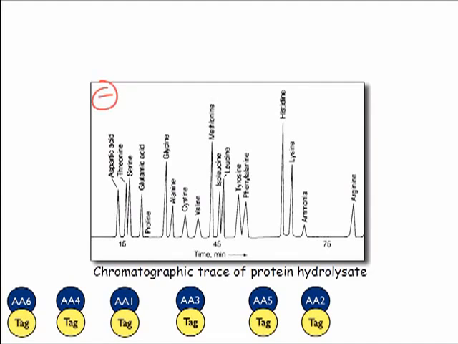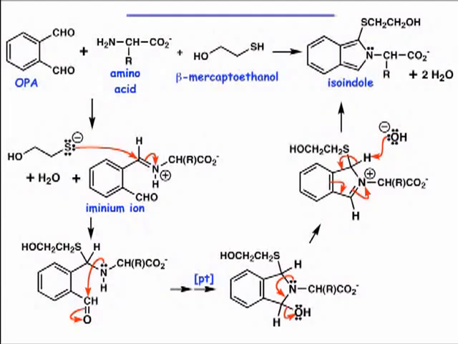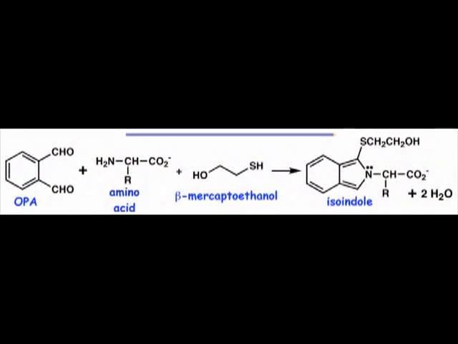All in all, as long as we can identify the peaks within it, a chromatograph like this tells us everything we need to know about the overall composition of the protein, including the identity and amounts of all the amino acids within it. Let's take a moment to examine the mechanism of isoindole formation from OPA and an amino acid, the tagging reaction. OPA's two aldehydes make it highly electrophilic, and nucleophilic attack by the amino group on an aldehyde carbonyl carbon is the first step of the mechanism.